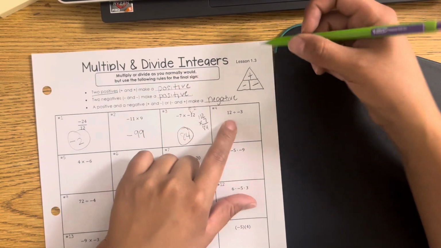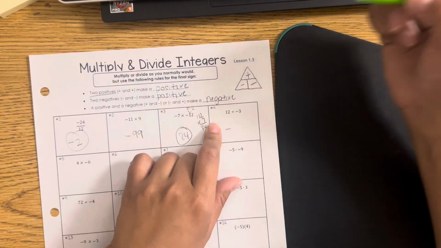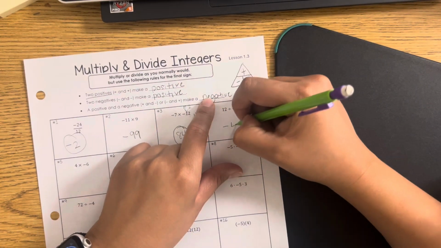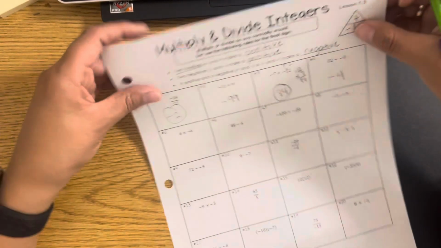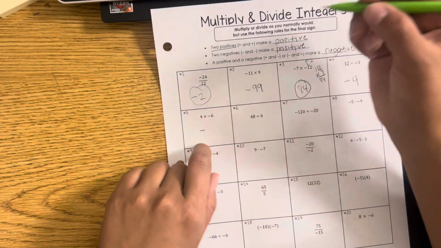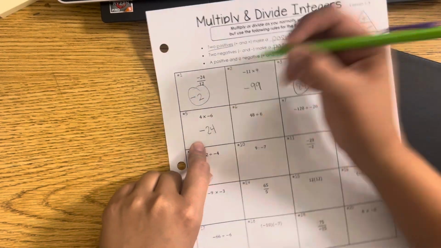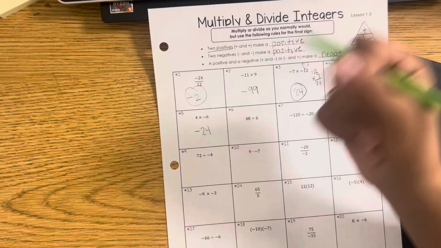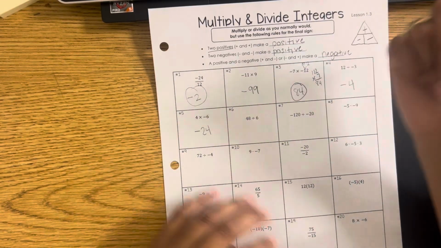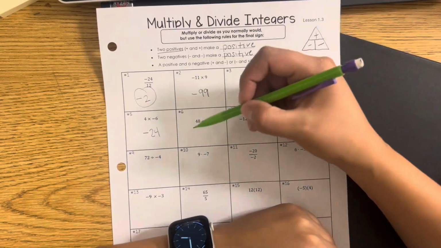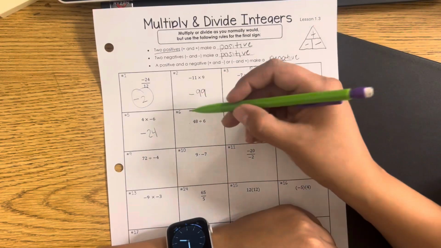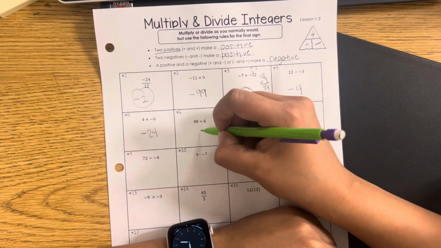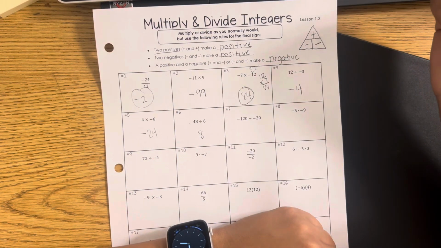Number 4. A positive and a negative makes a negative. 12 divided by 3 is -4. A positive and a negative make a negative. 4 times 6 is 24. Those multiplication facts really help as far as speed and accuracy. Number 6, a positive and a positive make a positive. 48 divided by 6, which is probably one of the toughest to remember, is 8.